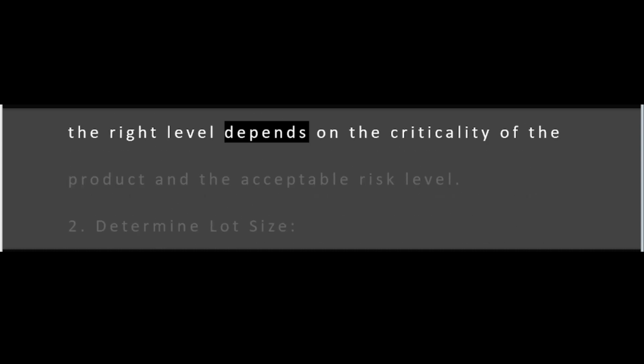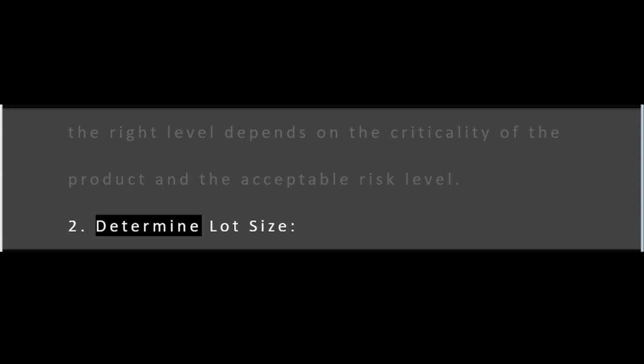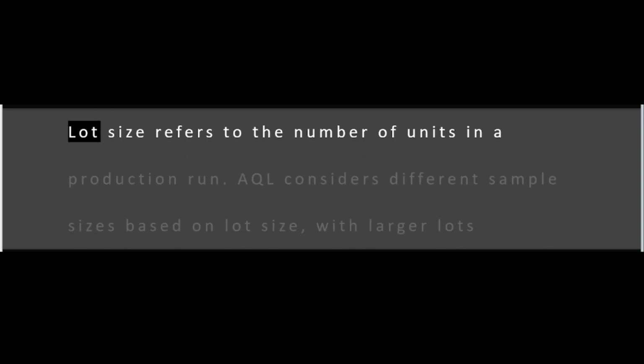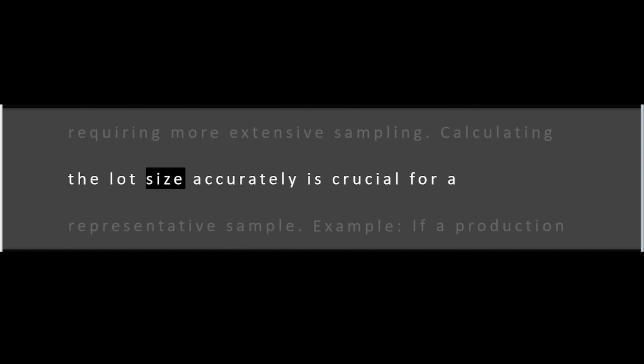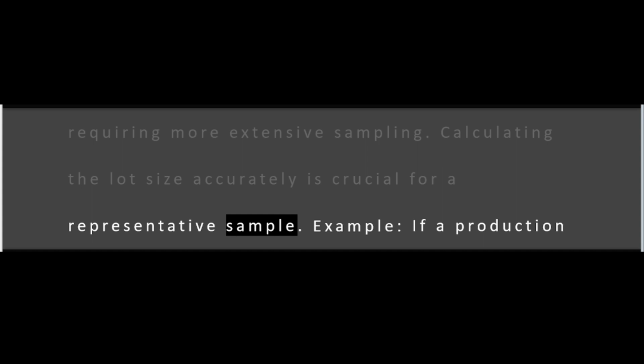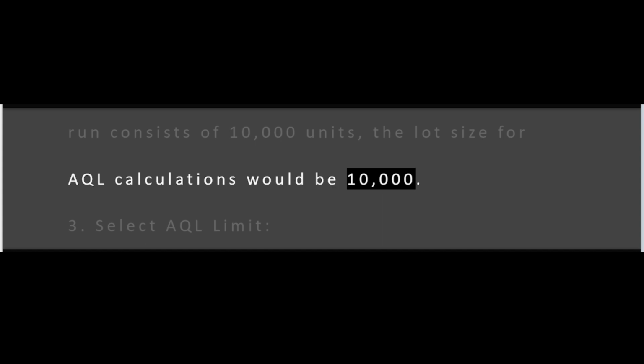Choosing the right level depends on the criticality of the product and the acceptable risk level. 2. Determine lot size. Lot size refers to the number of units in a production run. AQL considers different sample sizes based on lot size, with larger lots requiring more extensive sampling. Calculating the lot size accurately is crucial for a representative sample. Example: if a production run consists of 10,000 units, the lot size for AQL calculations would be 10,000.